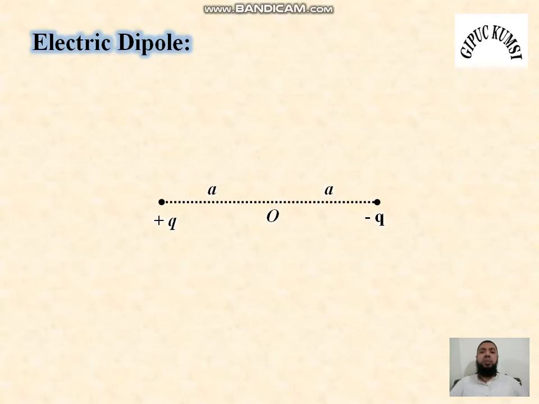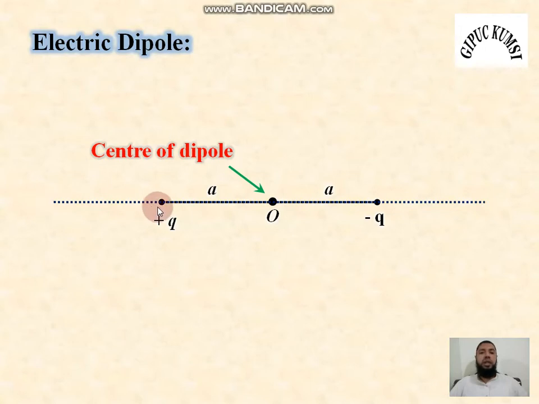If I find the midpoint between the positive charge and negative charge, if I get that midpoint, we call it the center of the dipole. Then a line passing through the two charges and the center of the dipole, that line we term as the axis of the dipole.